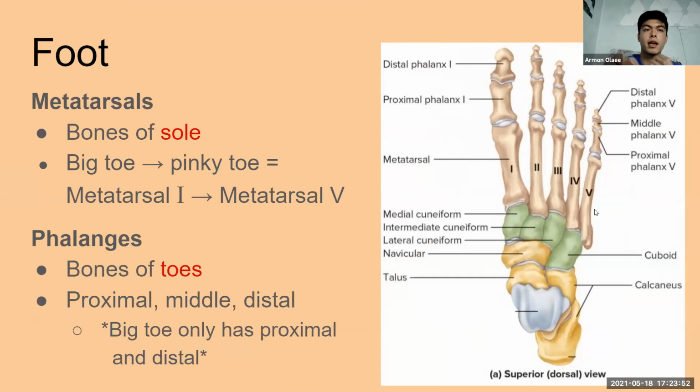And just like in your hand as well, for your phalanges, your big toe only has two phalanges, the proximal and the distal, while the rest of your toes have three of them. It has the proximal, middle, and distal. So always remember that differentiation between your thumb and your big toe. It only has 2 phalanges.